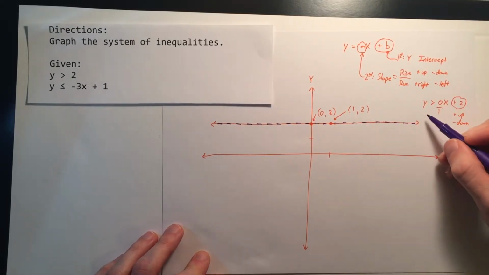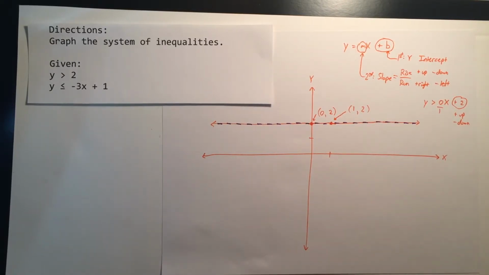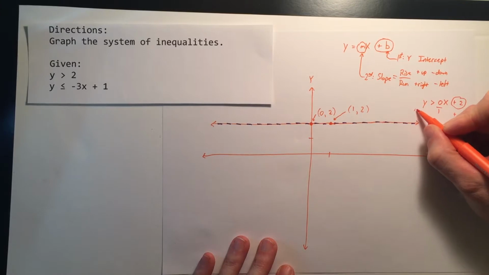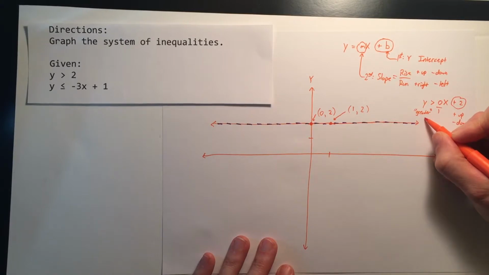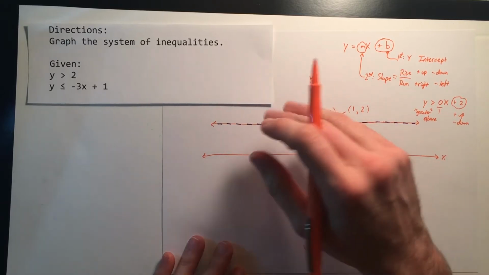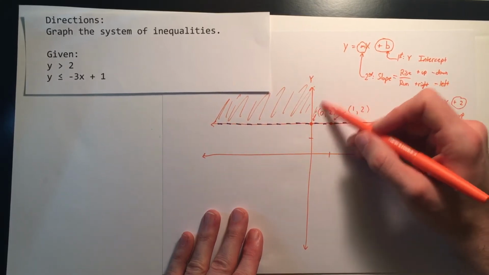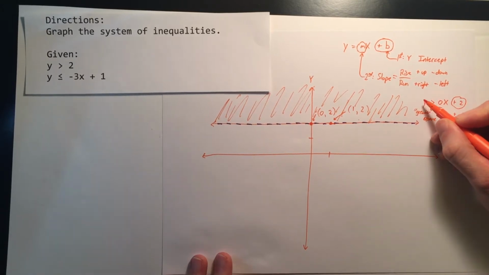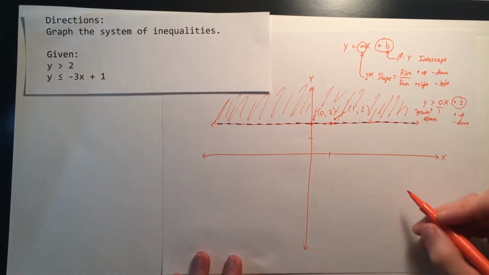The other difference is that we need to do some shading. So this says y is greater than, and when you say y is greater, it means above, shade above. So what we're going to do is shade above this line. If the inequality symbol were flipped and you read y is less than, you would shade below the line. All right, on to the next inequality.